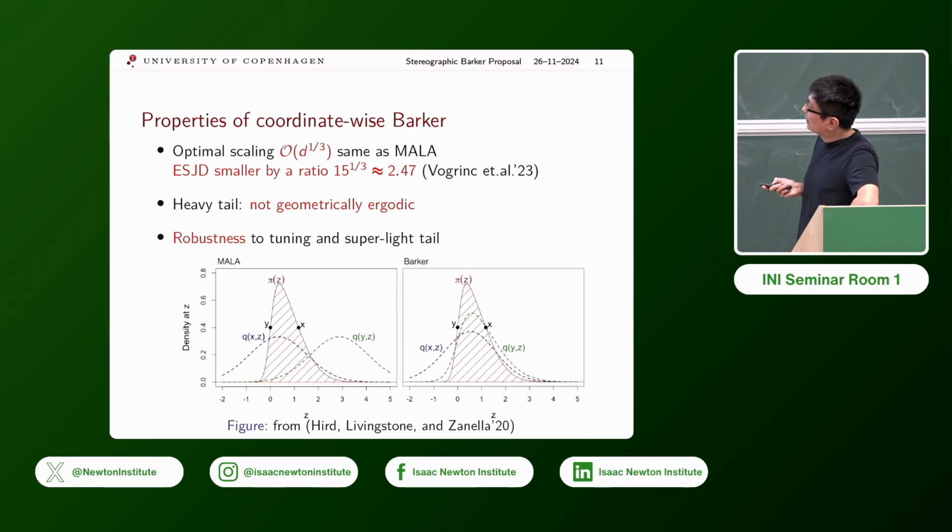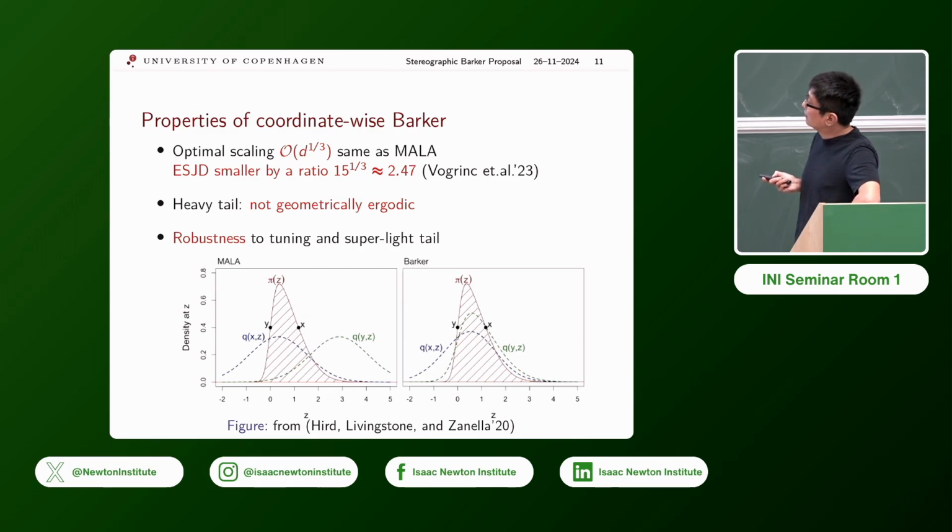So this picture basically shows the difference between MALA and Barker for the proposal part. Suppose the current location of the Markov chain is X, and it has a proposal density called Q(X, Z), and it generates a proposal called Y. But if the target distribution on the left-hand side has a super light tail, then the reverse proposal density, because you have to evaluate this for the accept-reject step, at this location Y, the gradient is really large, so the proposal density is really far away.